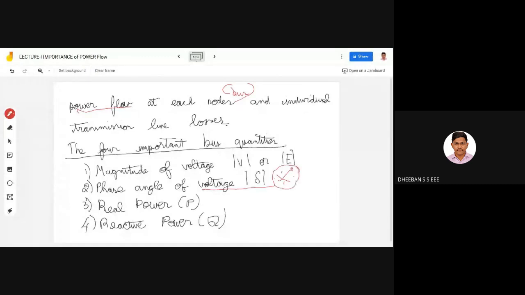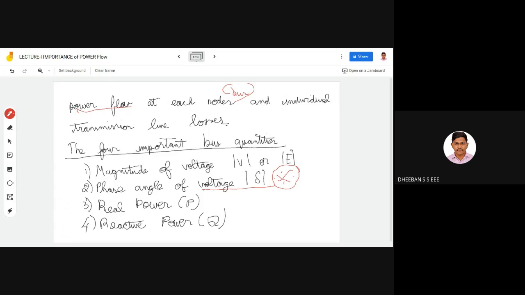Even in 2015 or 17, I think South New Delhi faced an entire blackout. So it was mainly due to this phase angle parameter. So you might be thinking this is a simple parameter, but it has a very high impact over the power system network. Okay. So next is the real power.